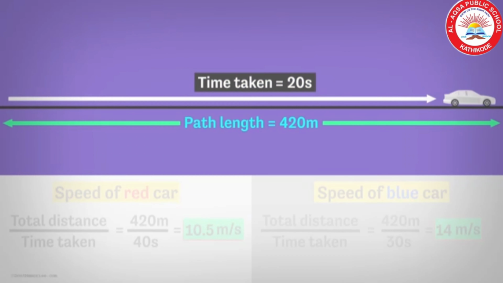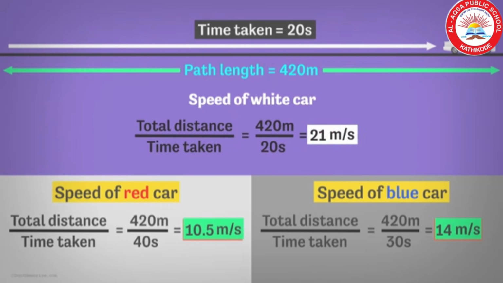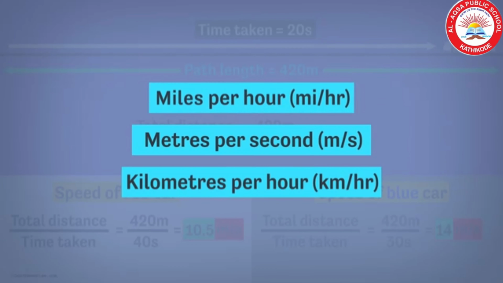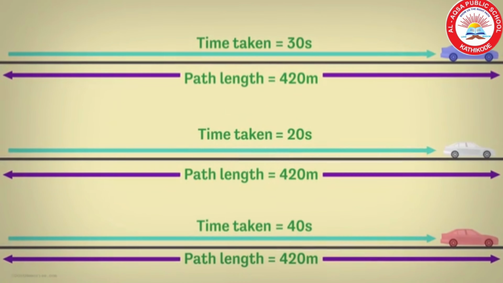Consider another car moving in 20 seconds. The path length is the same. So what will be its speed? Yes, it is 21 meters per second. Here we studied 14 meters per second and 21 meters per second. Here comes the unit of speed. It is termed as meter per second, m/s. For longer distances we say kilometer per hour, and for very small ones feet per minute, and miles per hour.